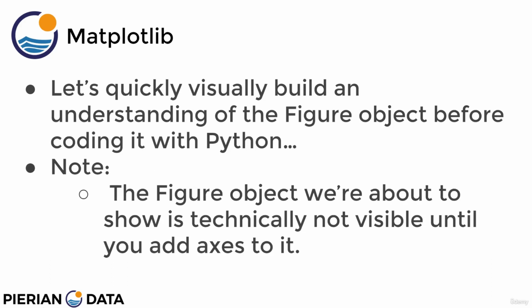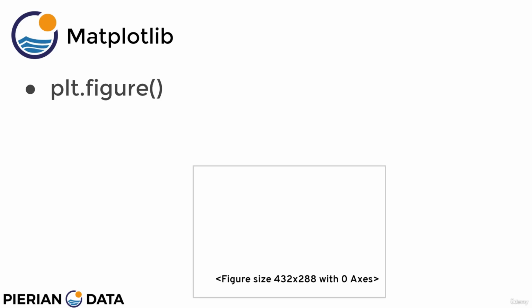So what we're going to do in this particular lecture is quickly and visually build an understanding of the figure object itself before coding it out manually in Python. You should note that in these slides, I am going to be showing you a gray box for the figure object. However, technically speaking, it's not actually going to be visible when we code this out in a Jupyter notebook. It's just this blank canvas. So let's go ahead and explore what this code actually looks like.